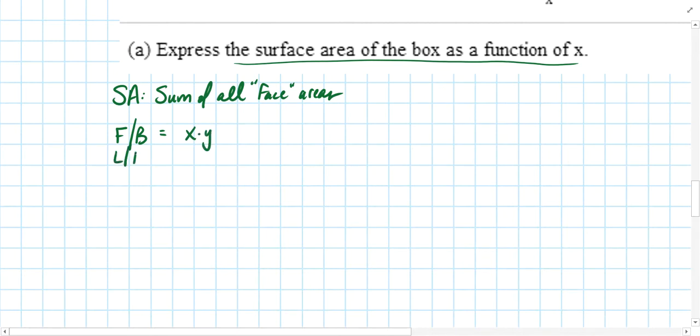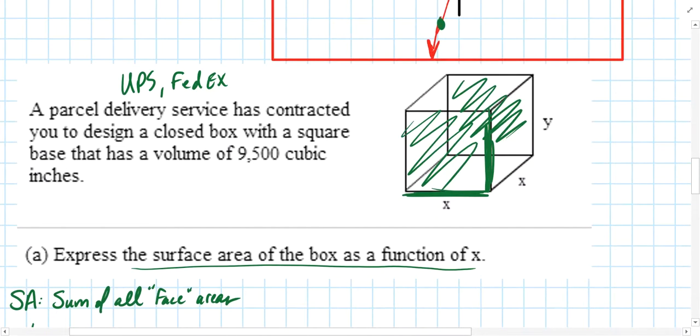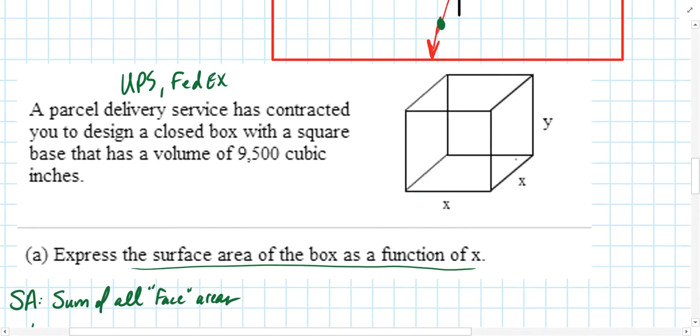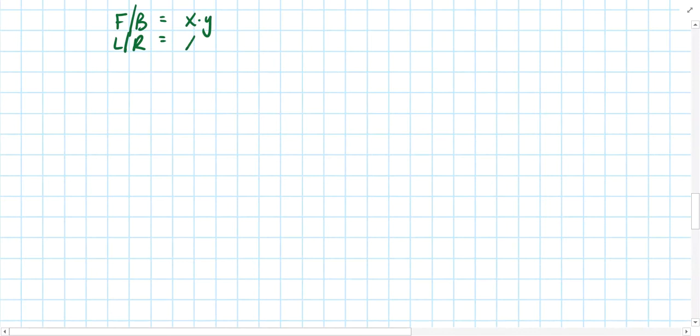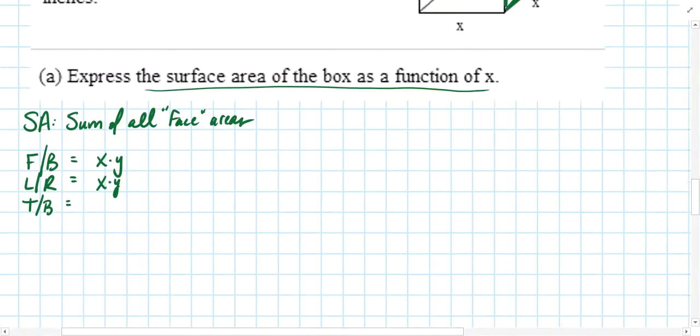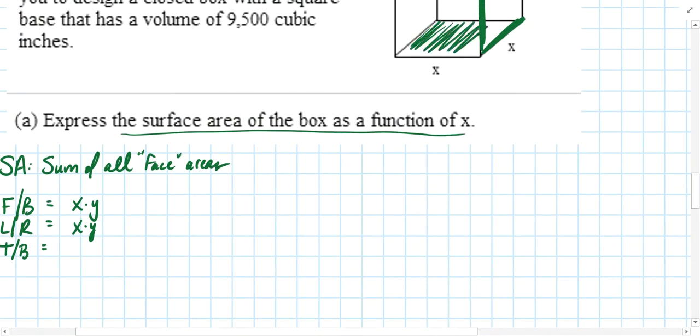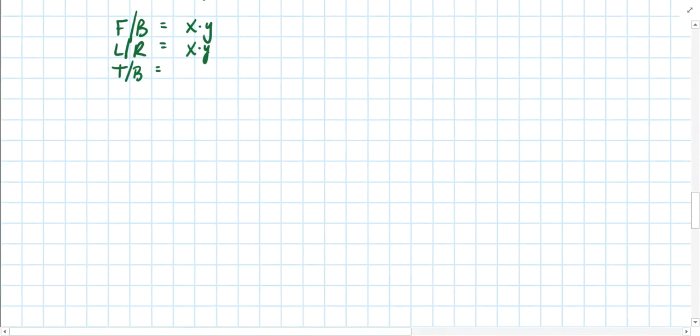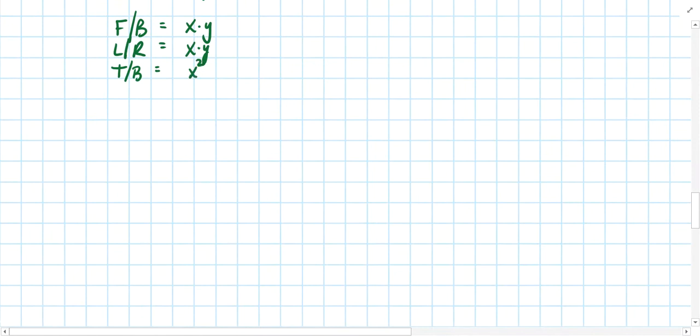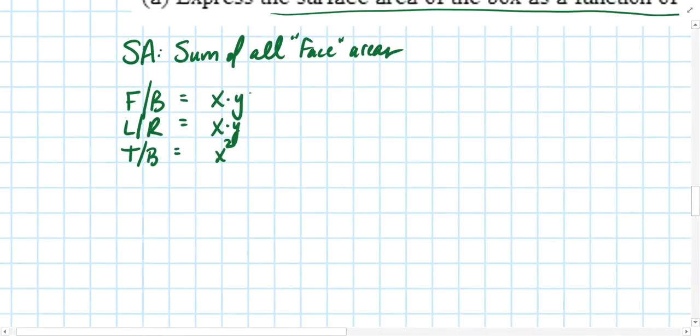The left and the right side, since this is a square-based box, are going to be the same. If I look at the left side or the right side, again, the height is y and the width is x. So the left or the right side would be x times y. As far as the top and the bottom goes, that's a little bit different. The bottom is x times x and the top is x times x, so we'll call that x squared. Now, I have two of each of these: two left and right sides, two front and backs, and two tops and bottoms.